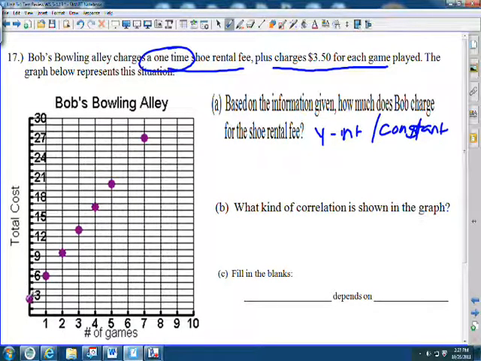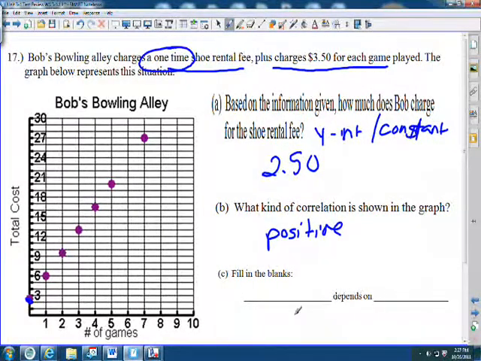Okay, here it is. It's right here. It's in between 2 and 3. It looks like it's 250. If you put anything near 250, I would give you credit because the dot's kind of big. What type of correlation? The line is going up. It is positive.